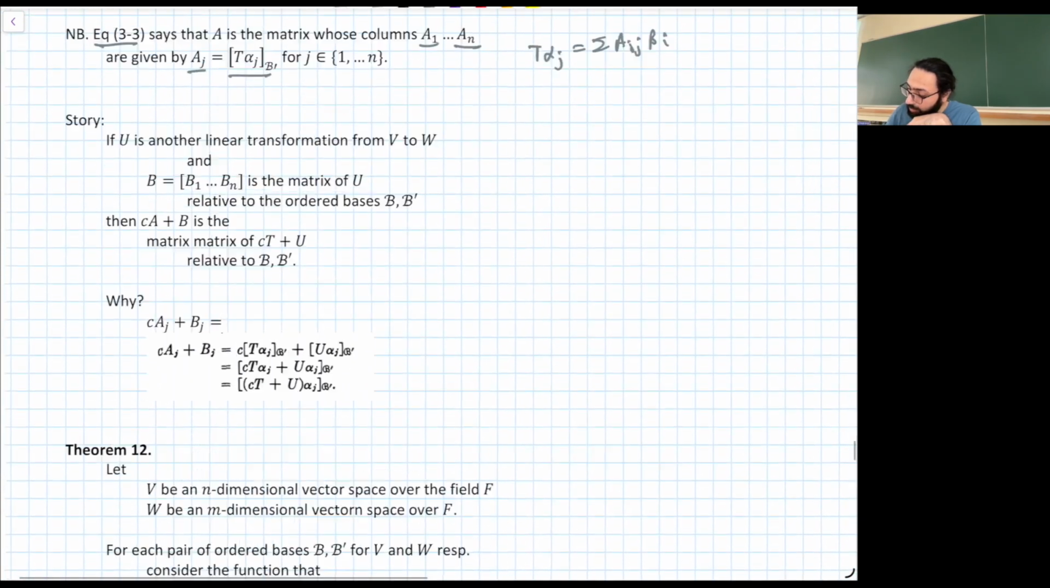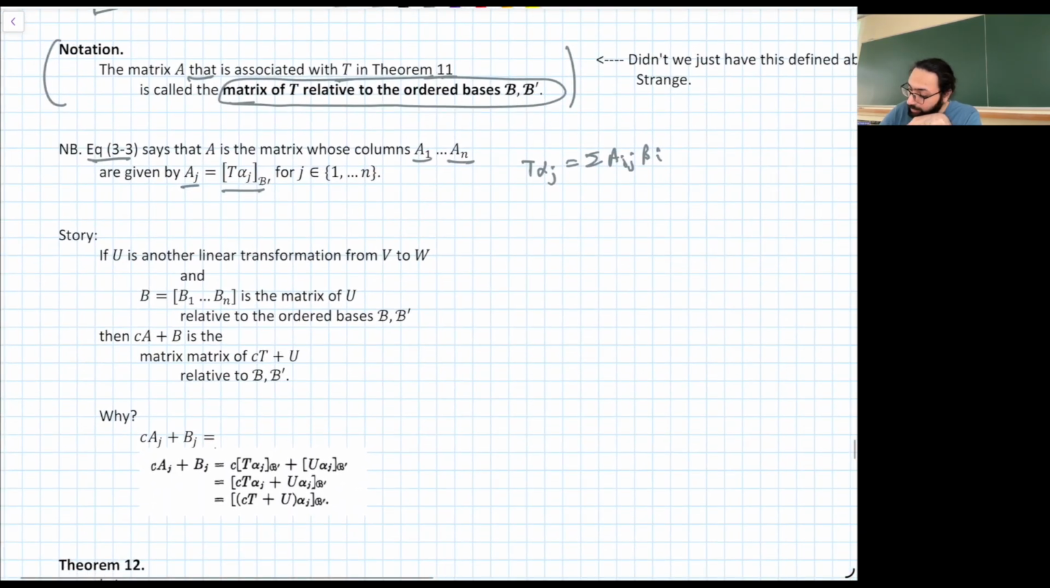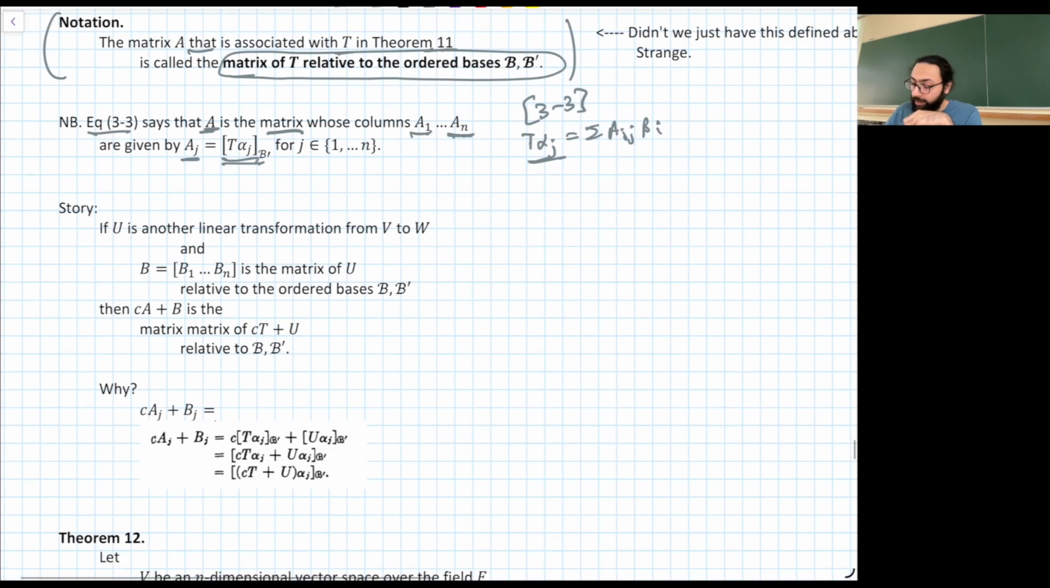Sorry about the jumping around. So this is equation 3.3, right? So 3.3 is this, and it is saying that the matrix A is basically a matrix whose columns are A1 to AN, which are given by this object, which is exactly this. Is that correct? Alrighty.